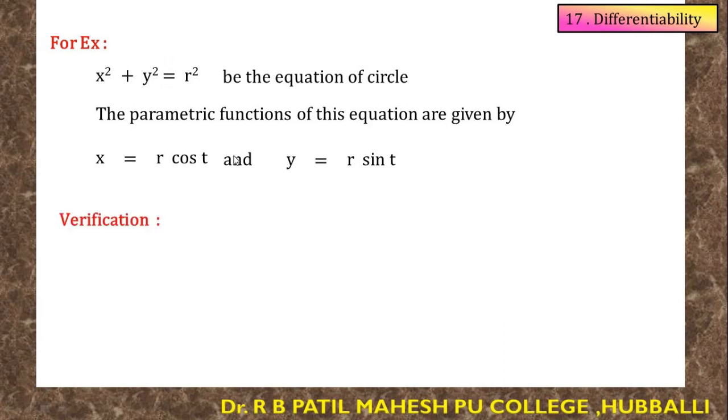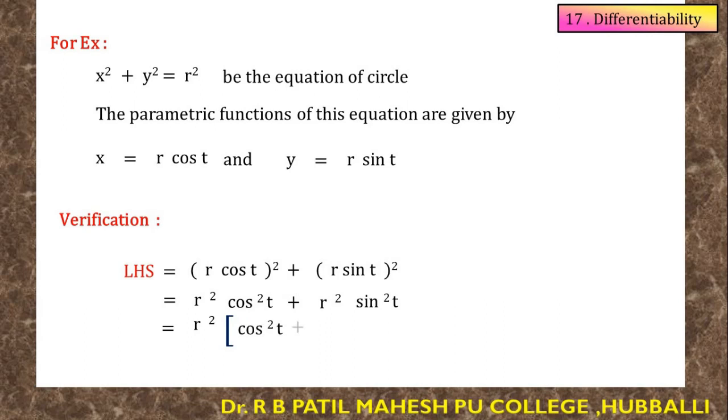Okay, let me verify this by simplifying. Let me take LHS and substitute x means r cos t whole square plus y means r sin t whole square, and squaring this you will get r square cos square t plus r square sin square t. Taking r square common, you will get cos square t plus sin square t, which is nothing but one. Therefore r square into 1 becomes r square, and this is nothing but RHS. So these two are nothing but parametric functions, which means these two functions r cos t and r sin t represent the circle equation only, but they are called parametric functions or parametric equations of the circle equation.